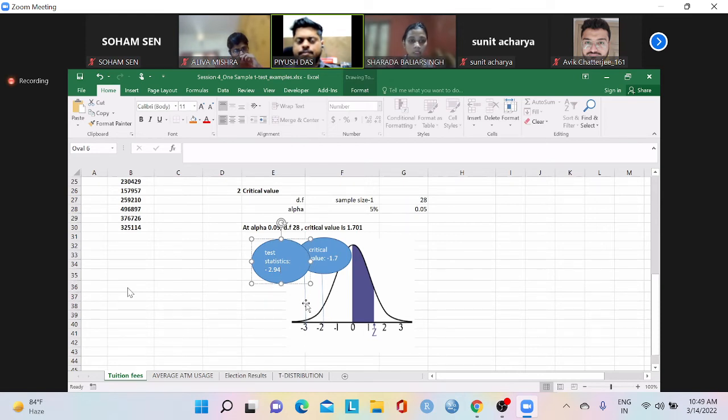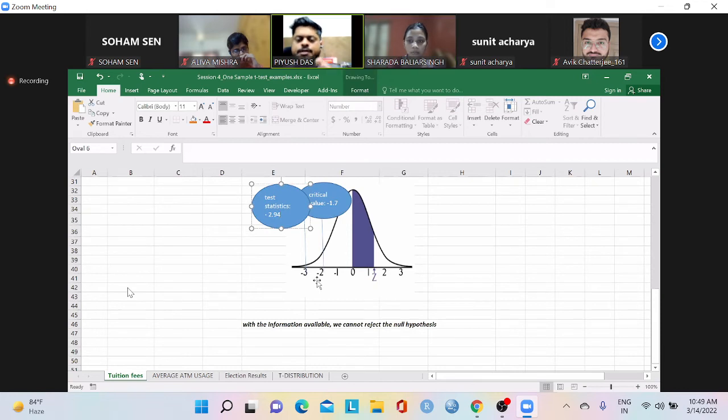So reject the null hypothesis. Yeah, because it is below the range of the critical value, right? In a left tail test, if it is below the range of my critical value, I reject, right? Minus 2.94 is less than minus 1.7. That's why I'm rejecting. In the right tail test, if it is above the range of critical value, then I reject, right? So clear or any doubt?